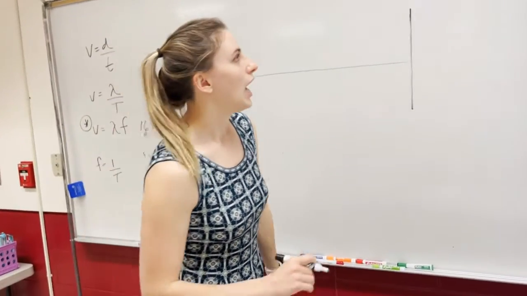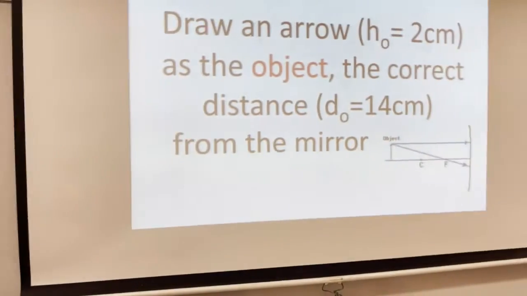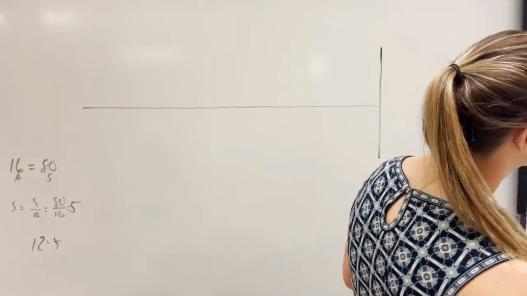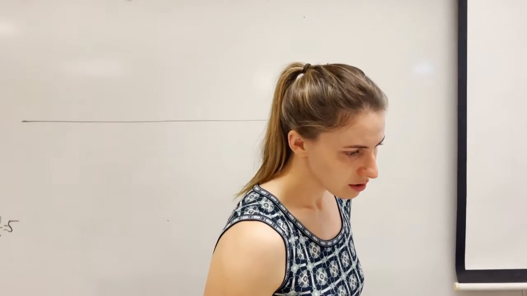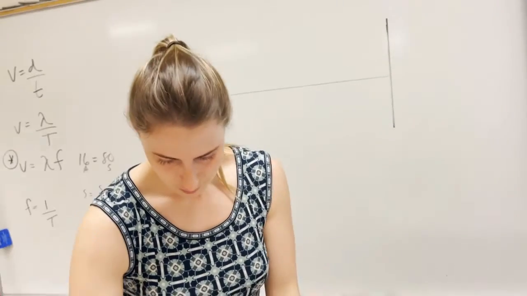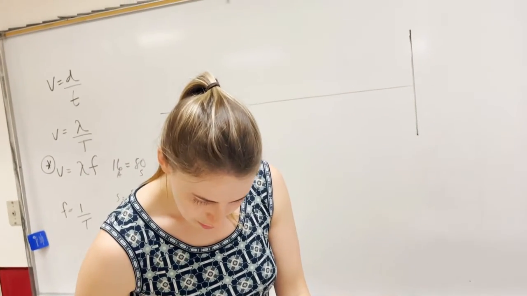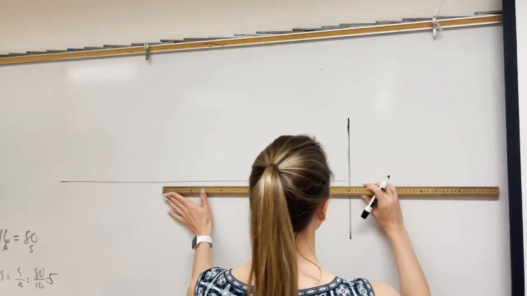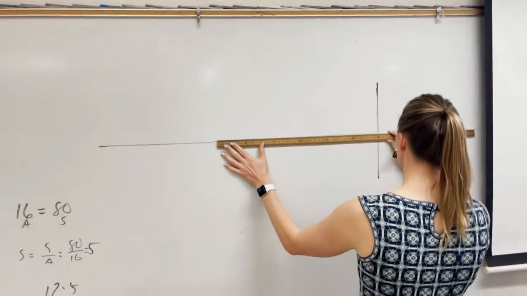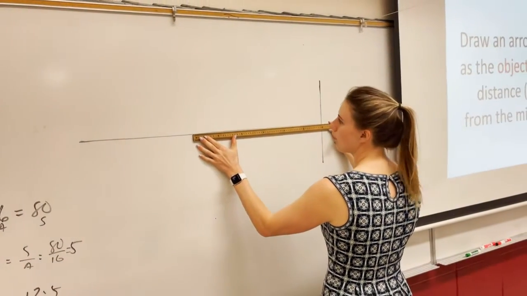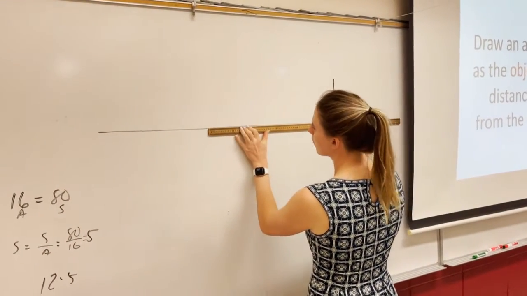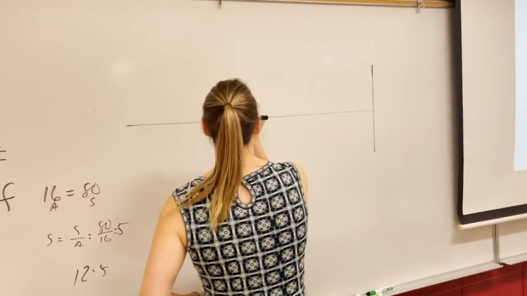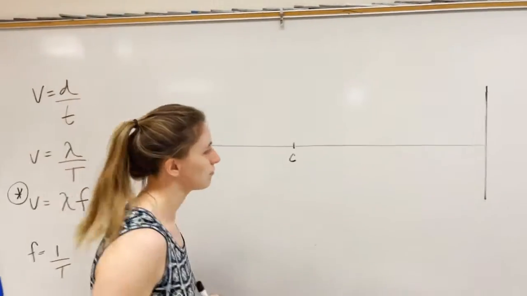Okay, so draw an arrow, height 2 centimeters. First of all, the object. The center of curvature for this mirror is 12, the same one we were talking about yesterday. So we need to measure the center of curvature. So measure 12 centimeters from the mirror, and that vertical line is the mirror. Make a mark there and mark it with the letter C.